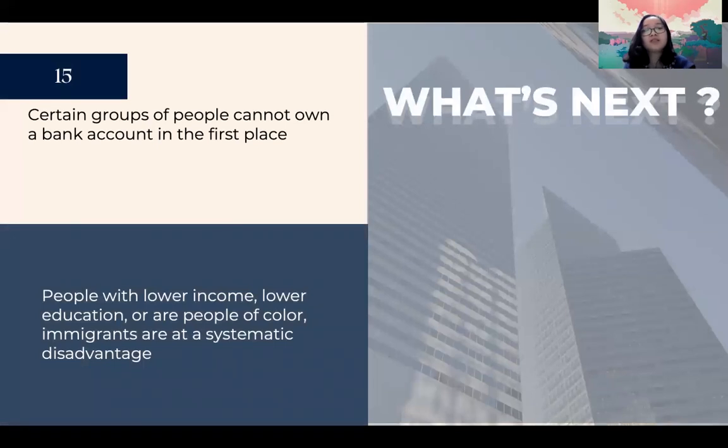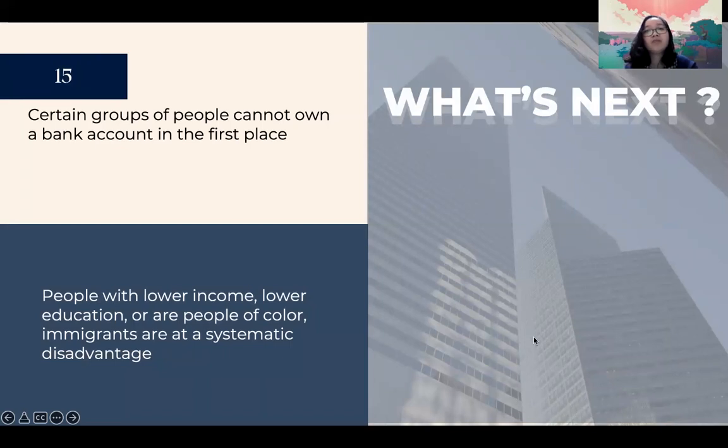So what's next? Well, one issue that this program does not address is the systematic disadvantage against certain groups of people that is inherent with the process of owning a bank account in the first place. A research paper called "Who Doesn't Have a Bank Account? Implications for Social Security Privatization" by Thomas Hungerford states that higher income people, older age people and whites are most likely to have a bank account than others.